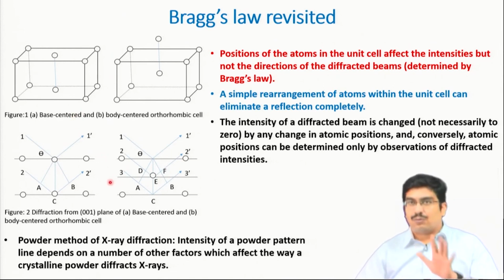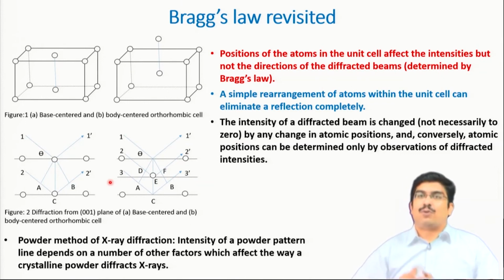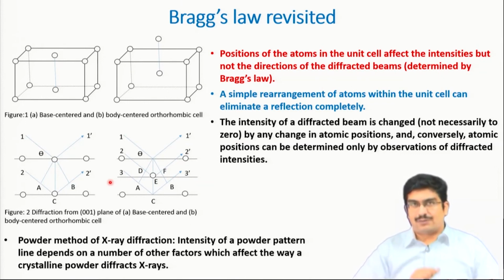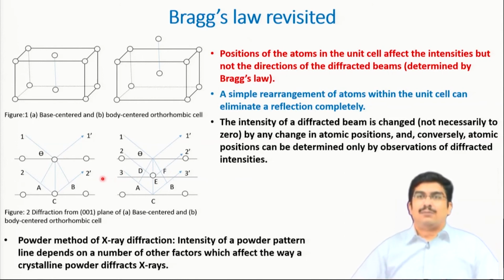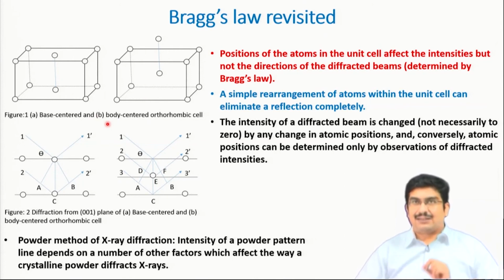So, this is what we have already seen. Point is, this is half of the story. Okay, there is the other half. What happens is that the position of the atoms in the unit cell also affects the X-ray intensity. Basically, Bragg's law gives you only the direction of the diffracted beam.